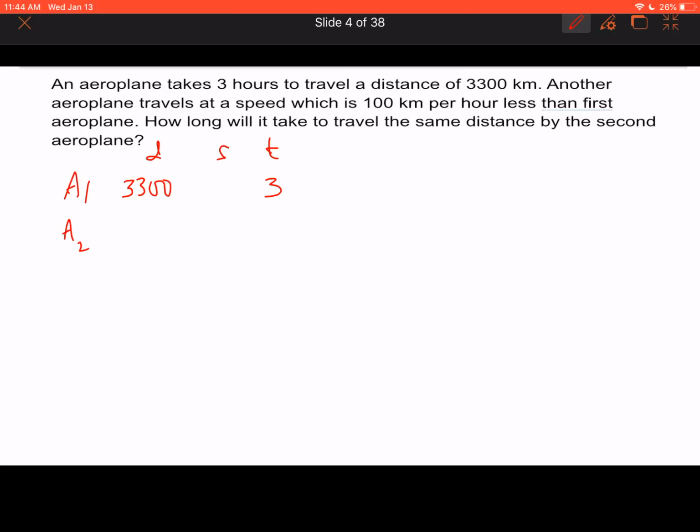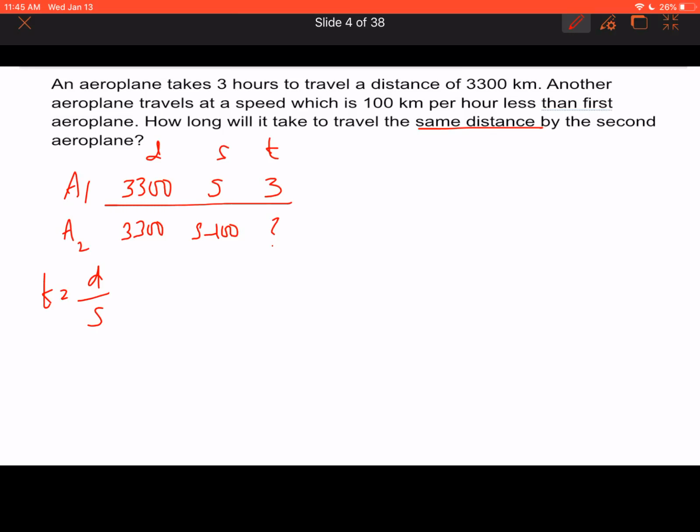Another airplane's speed is 100 km less than the first. Suppose the speed of the first airplane is s, then the second airplane's speed is s minus 100. Okay, then how long will it take to travel the same distance? So we have to find the time for the second one. One more clue is that it has to travel the same distance, right? So this is also traveling the same distance. So now we have to find the time. When we want to find the time, the formula is distance by speed, right? Since we don't know the value of speed, first we'll find the value of the speed and then we'll do the problem.